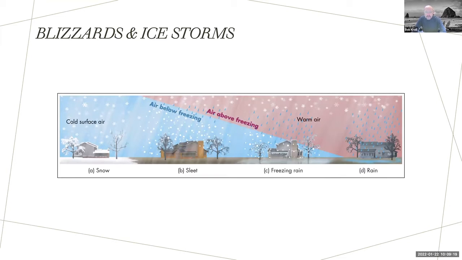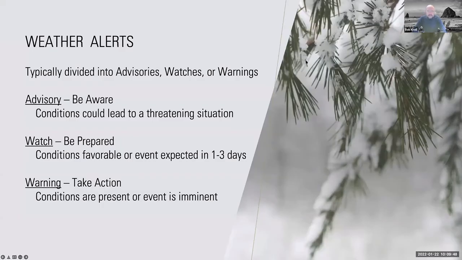And this illustrates that. It may start out at that separation line where the air above is freezing, and as it gets warmer, it transitions from snow to sleet to freezing rain and then to rain. So that's the four types of low pressure weather systems. And now we'll talk a little bit about the different alerts that we get.